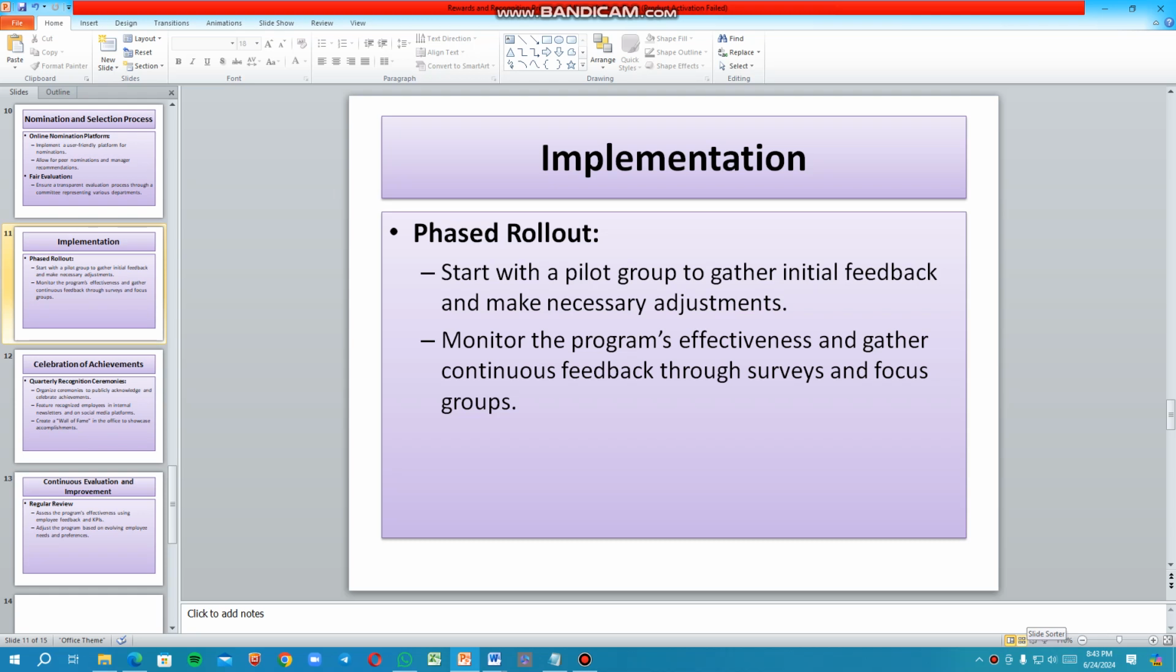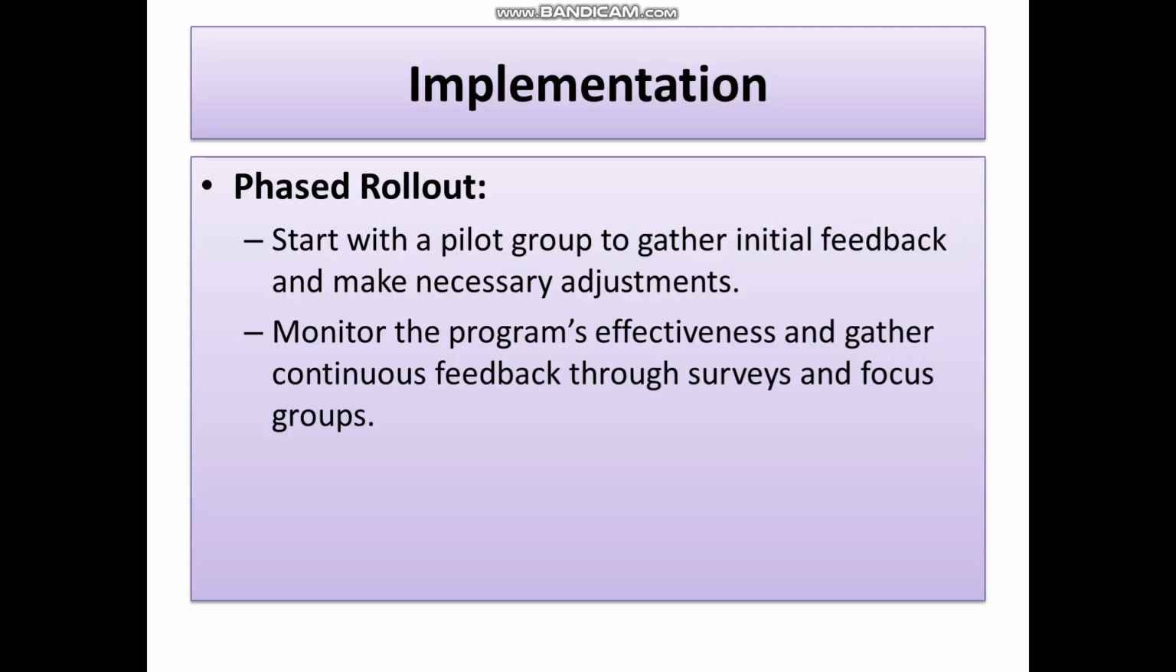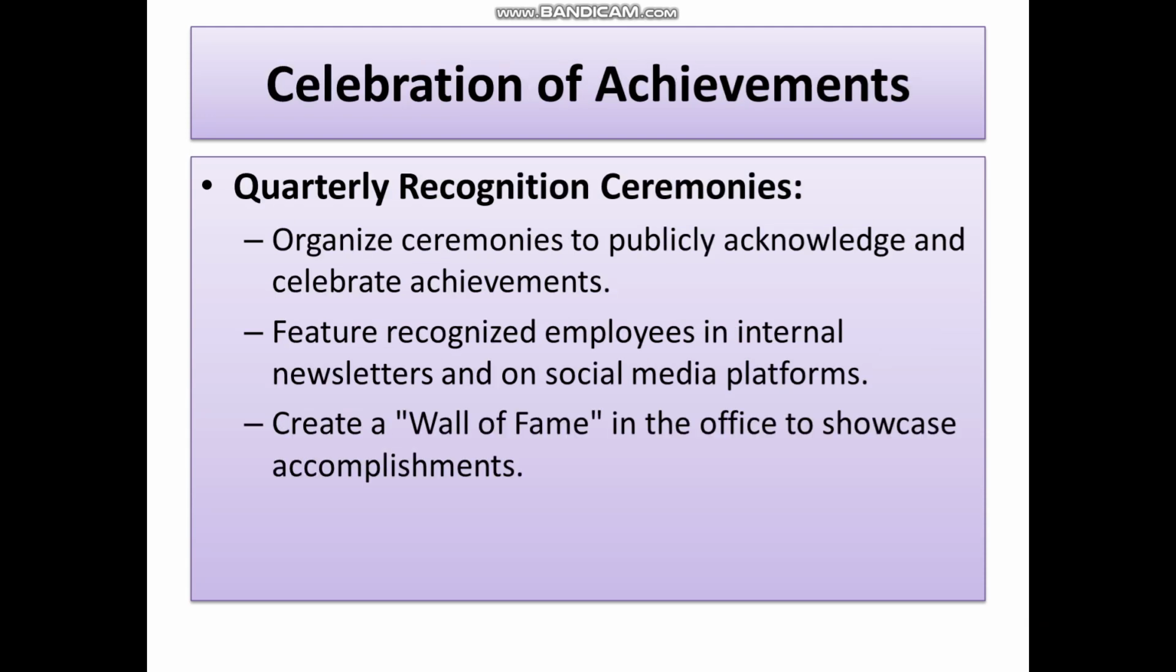Okay, so the next thing that we will be considering is the implementation, how to go about implementing. You can actually start with a pilot group and gather feedback. That is, once you roll out probably a part or the initial phase of the rewards and recognition, you can actually gather feedback and see how it is progressing. Then you monitor the program's effectiveness by analyzing its effect on the KPIs, and then you gather feedback through surveys and focus groups. You create focus groups for analyzing all these things. That is, if you want, and then you can even take into consideration their feedback.